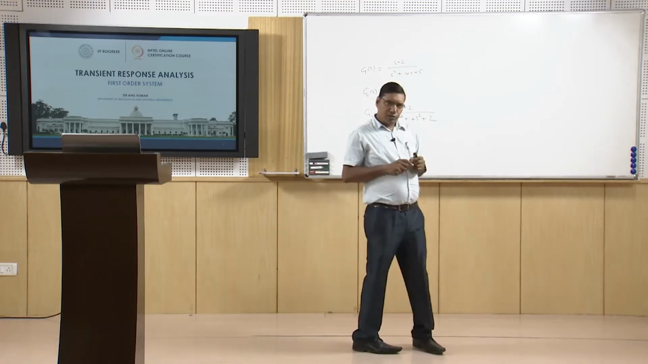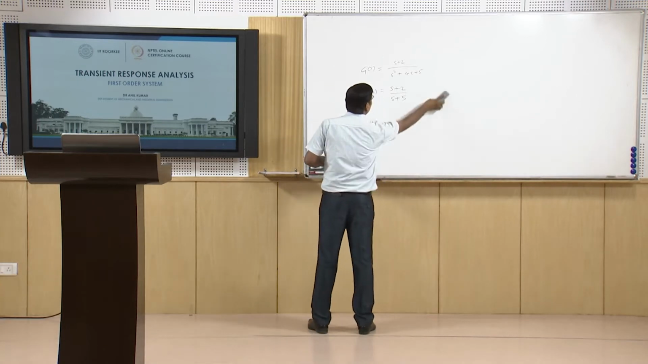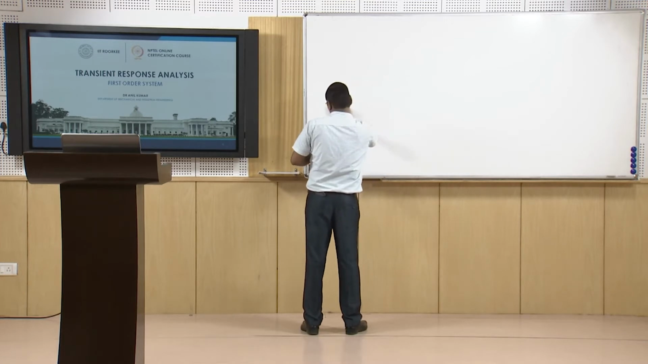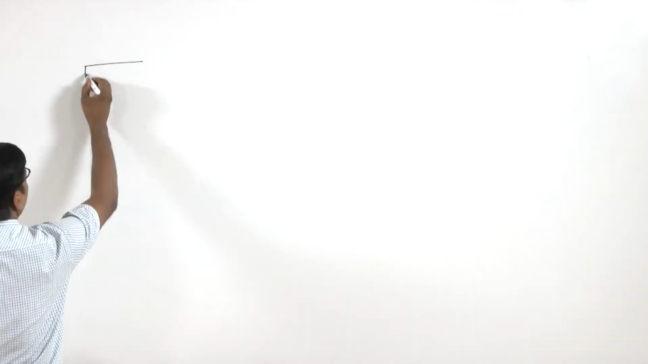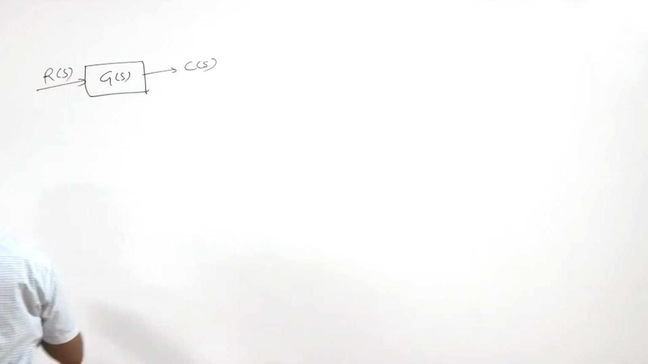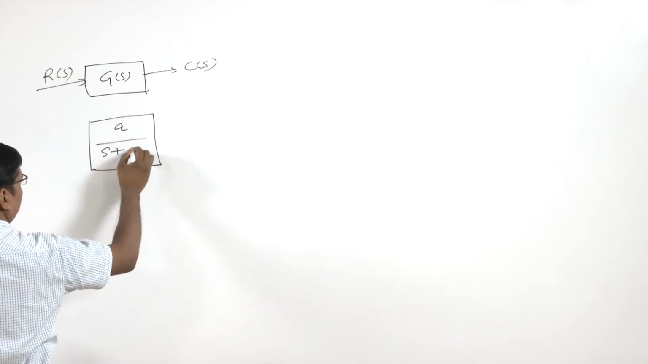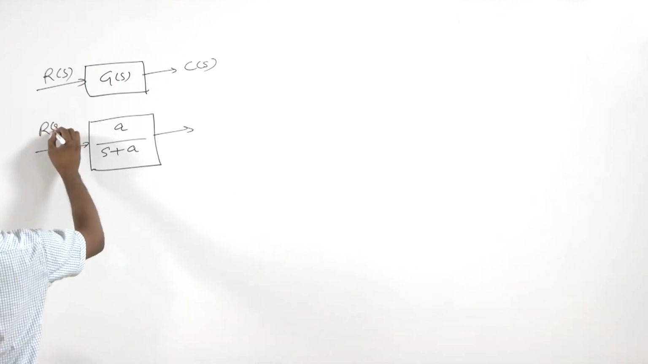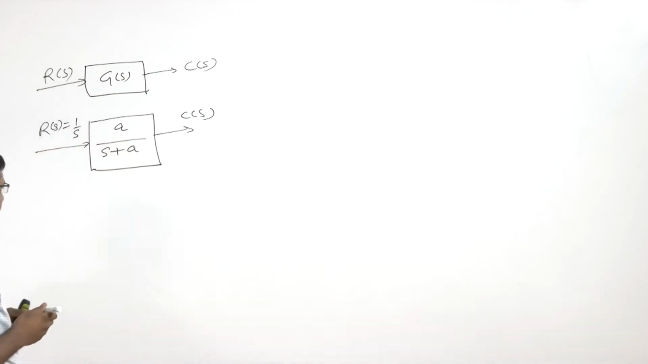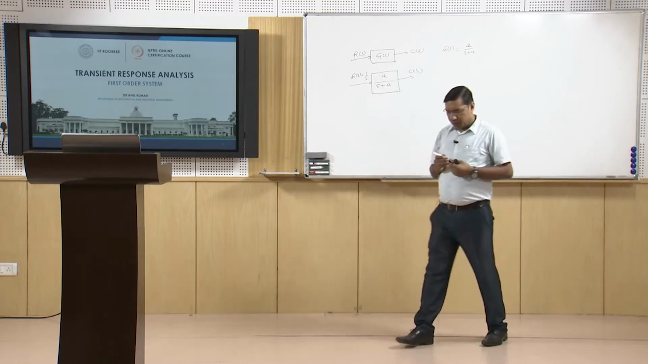So when we say first order system, it means that in the denominator the highest power of s should be 1. So this is a first order system. So let's take a first order system. Here G(s) equal to a upon s plus a. This is a general first order system.